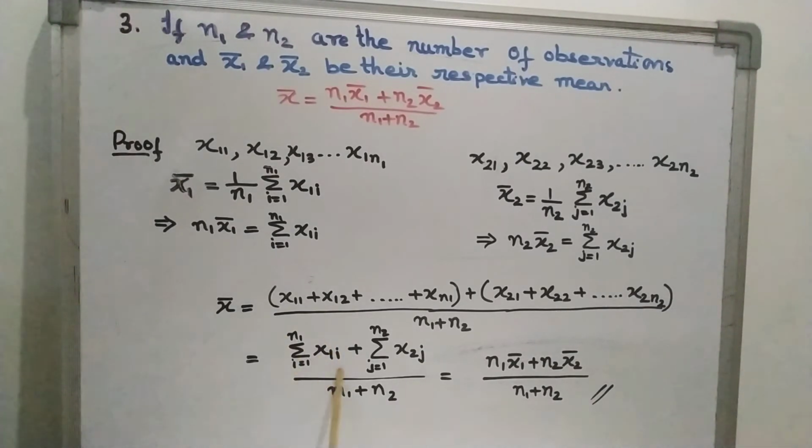Now, as we have shown, this summation can be written as n1 x1 bar, so in place of this we put n1 x1 bar. Similarly, because the summation of this is equal to n2 x2 bar, in place of this we put n2 x2 bar. So this is n1 x1 bar plus n2 x2 bar divided by n1 plus n2. Hence the proof. This proof can be done for three or more series also. Okay, thank you.